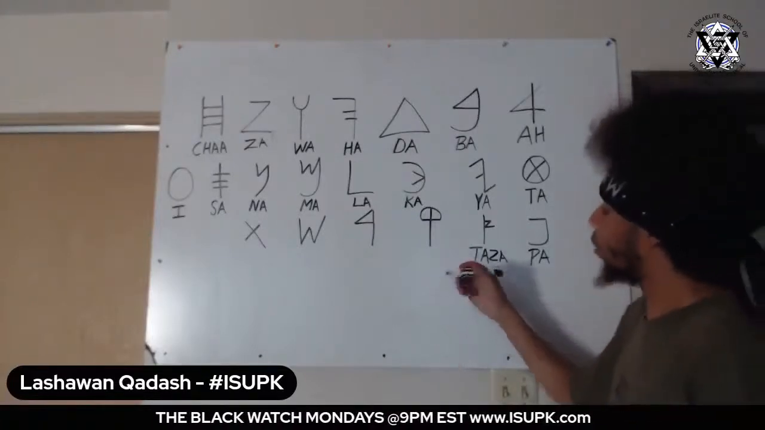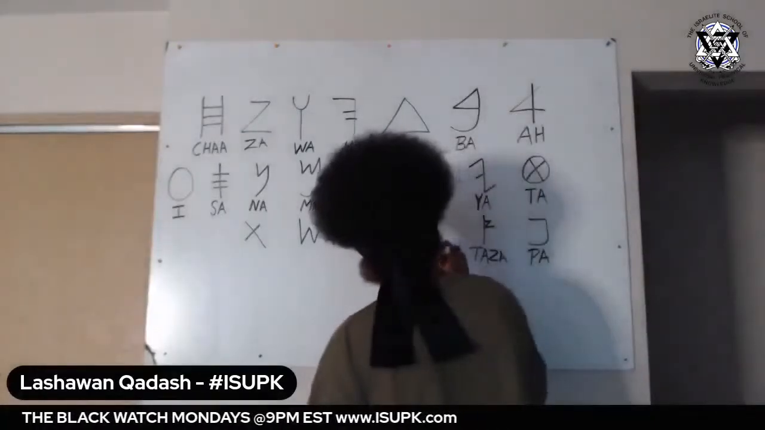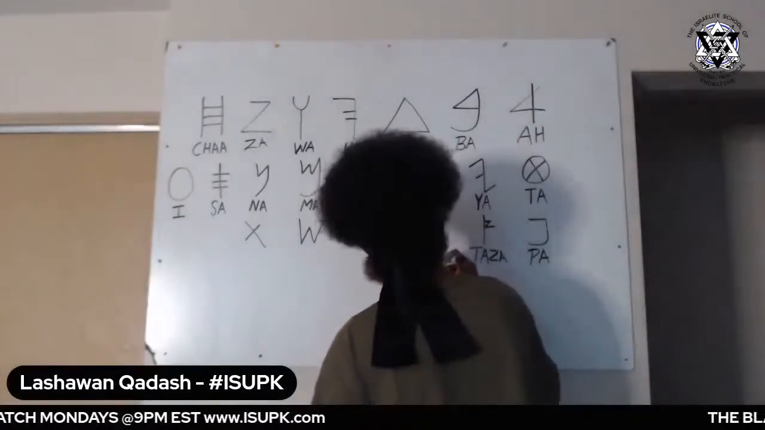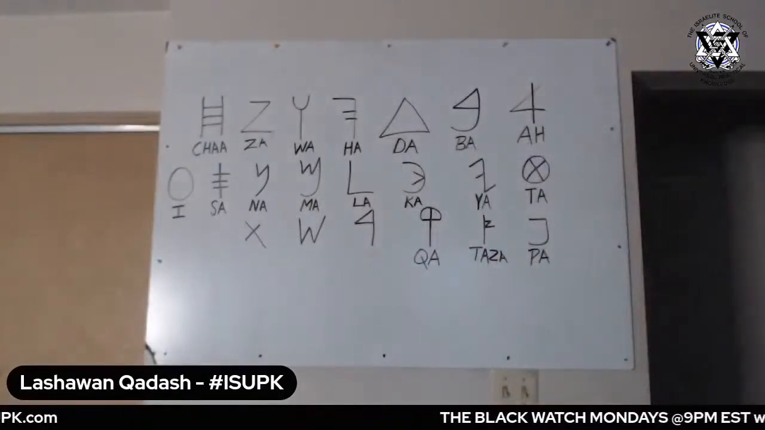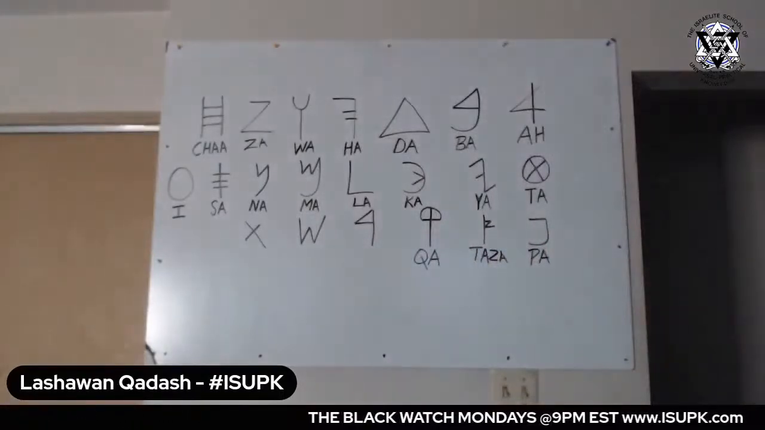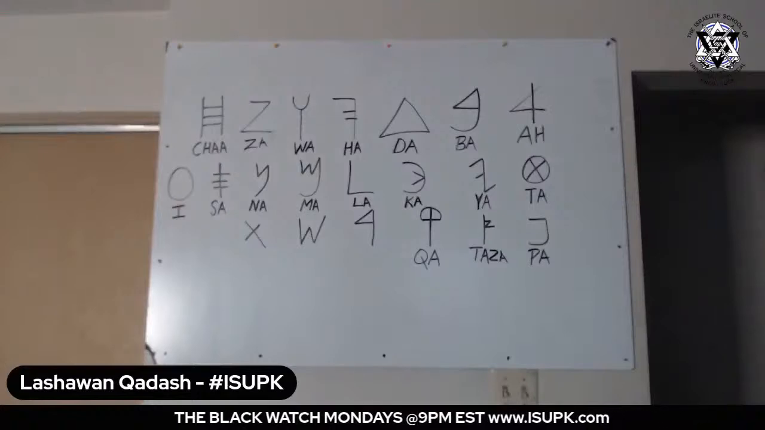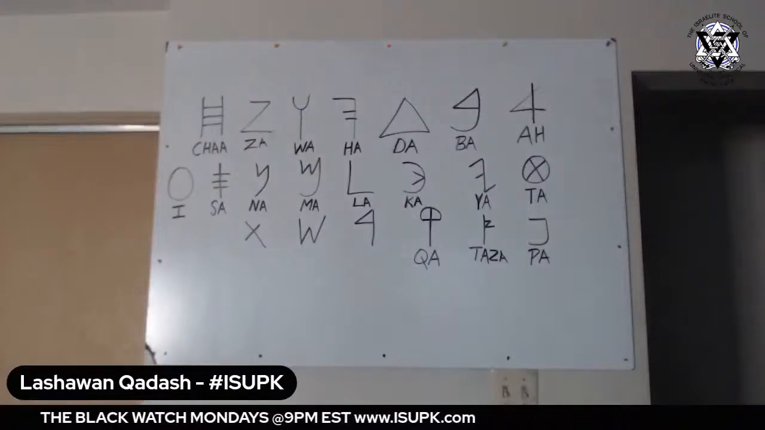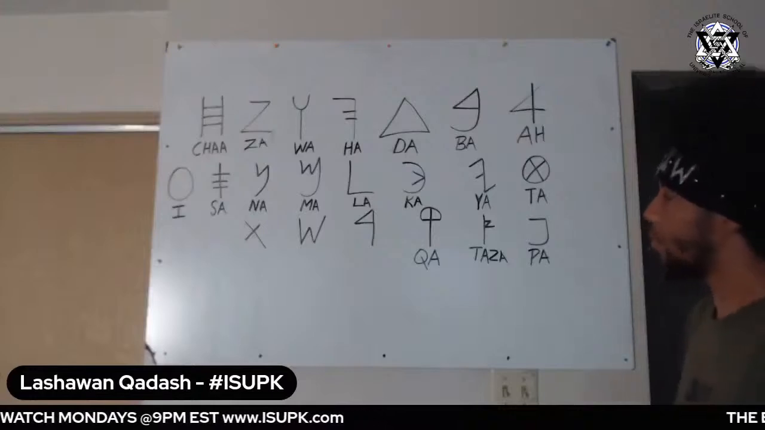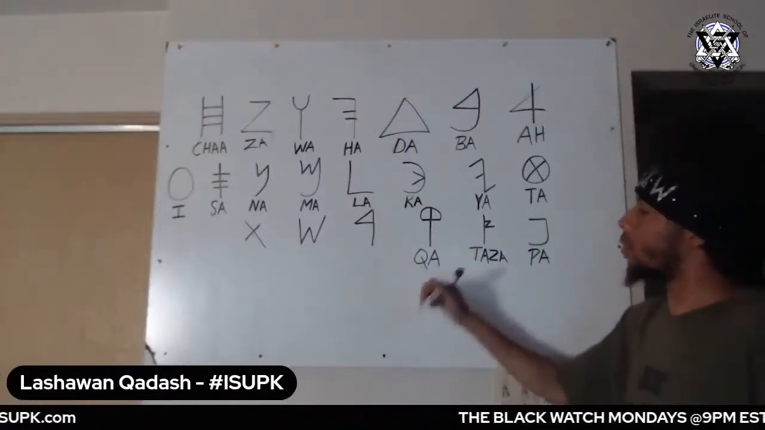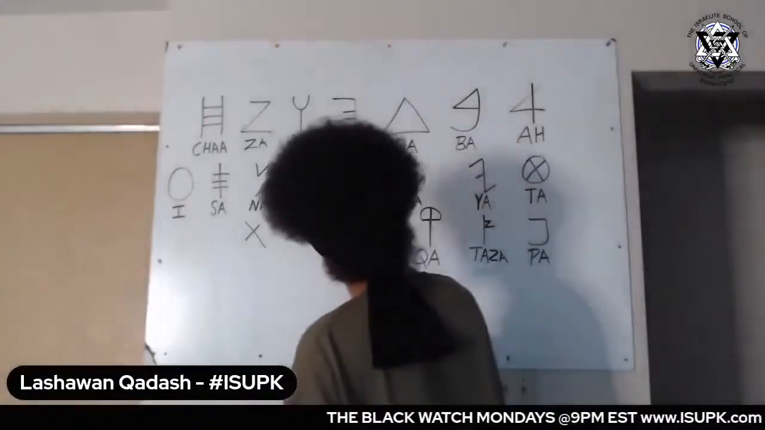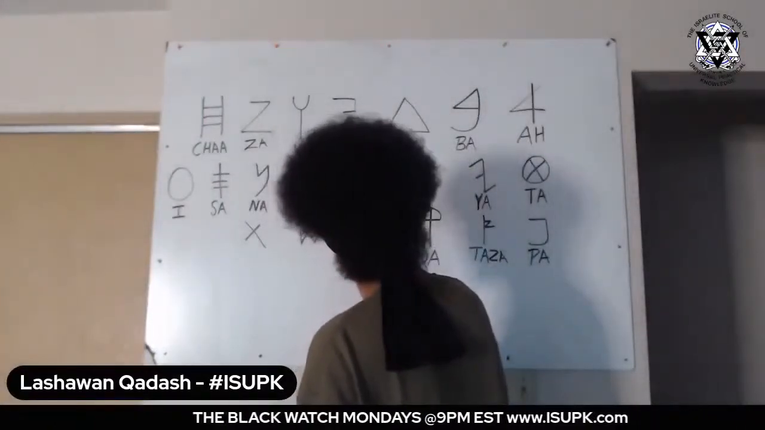Now we have Kwa. A Q and an A. So for example, Kwam, right? Kwam, by definition, means rise. Okay. Next we have Ra, which looks like a 4, but it's not the number 4. You have Ra.